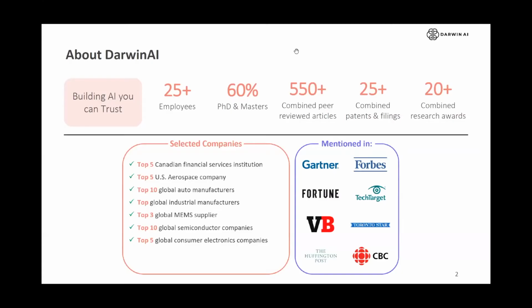First, a quick introduction to DarwinAI. DarwinAI is a startup that came out of the University of Waterloo and is currently based in Waterloo, Ontario, Canada. Our focus has been on building AI you can trust. We have around 25 plus employees and we work with a large number of enterprises in a variety of fields, from finance to aerospace to automotive to consumer electronics. Our main focus has been on how to accelerate the deep learning development process.